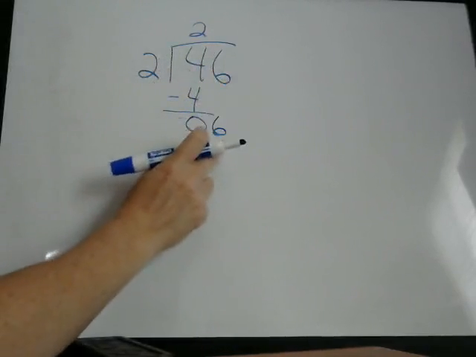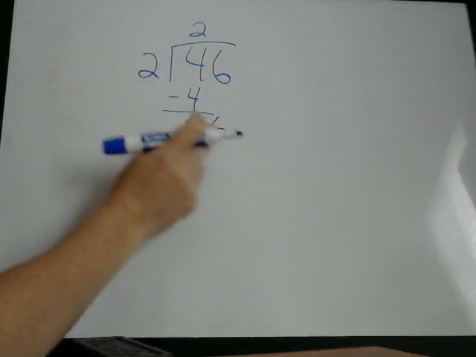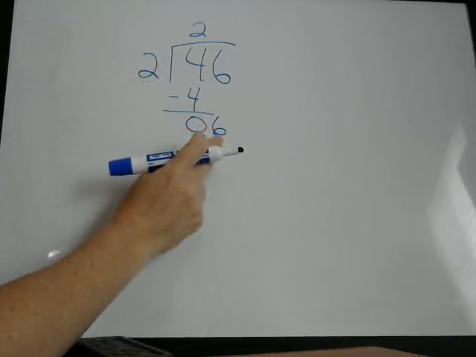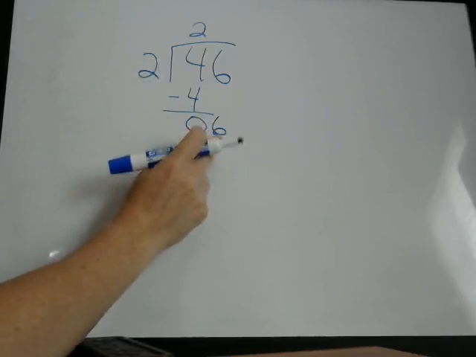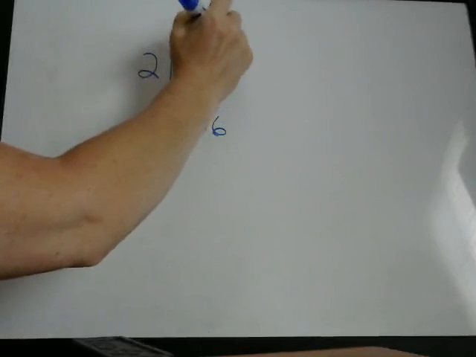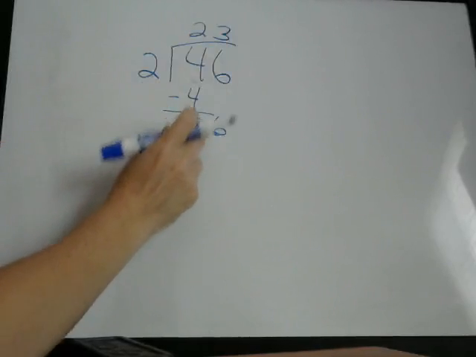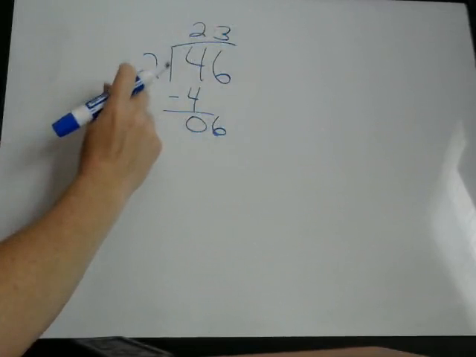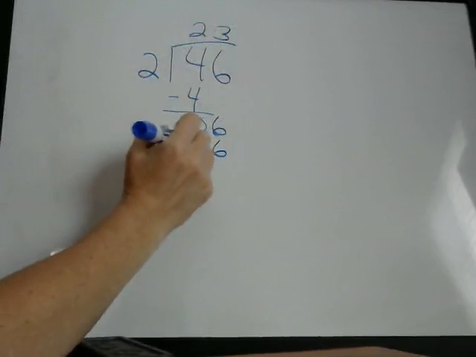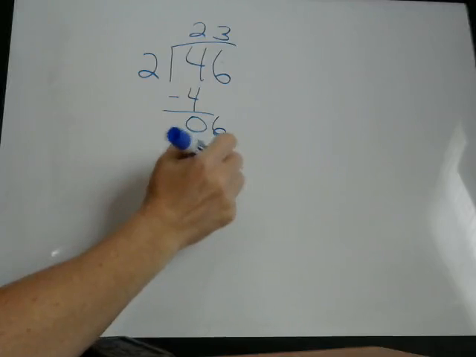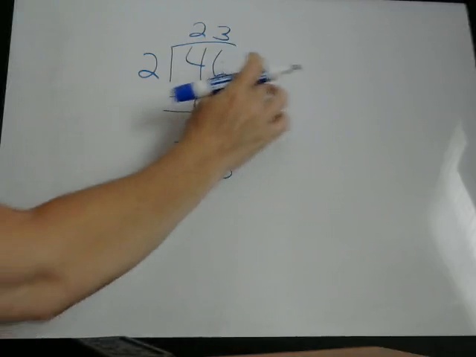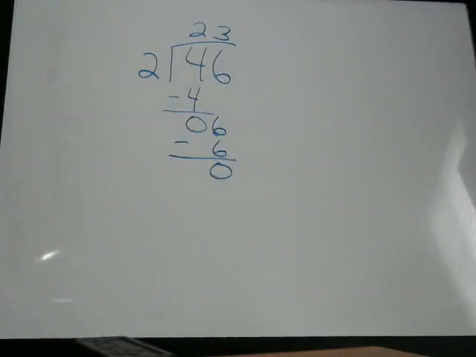Now we're going to look down here. How many times does 2 go into 6? It goes into 6 3 times. So above the 6, we write 3. Then we do a multiplication. 3 times 2 is 6. We write that number down here, and we do a subtraction. 6 minus 6 is 0. We don't have any more numbers, so we're done.